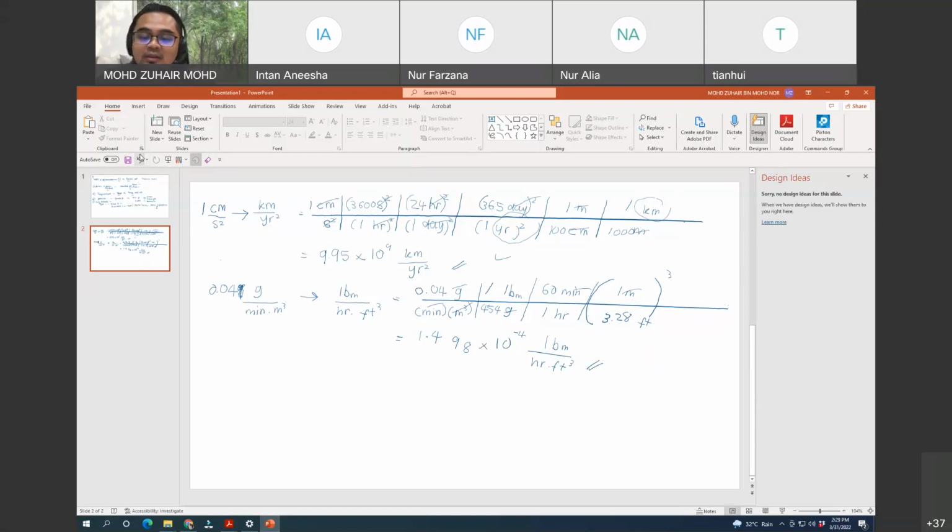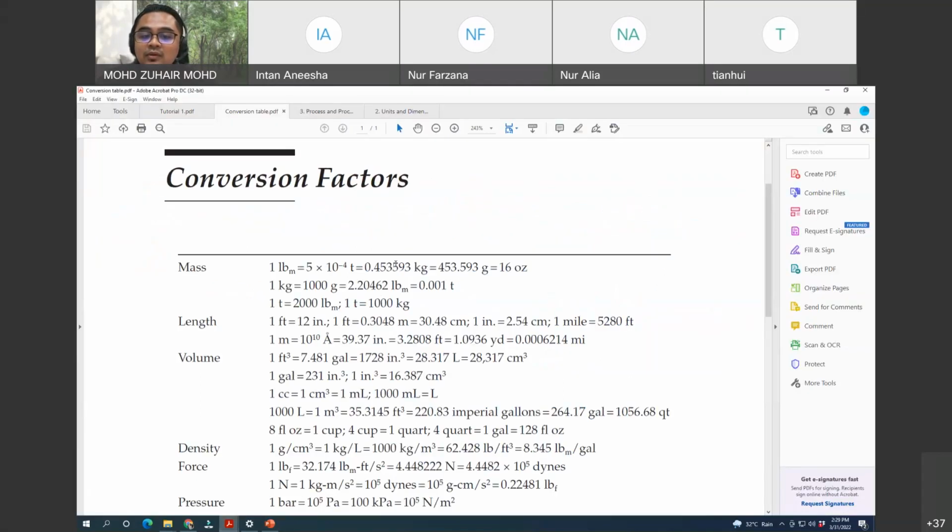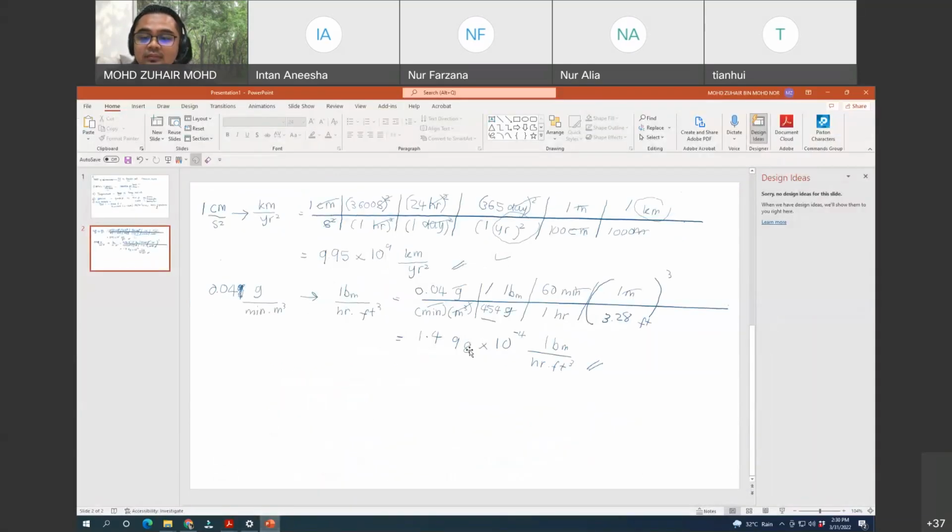I have a question. For example, here 1 pound equals to 494 gram. But in the conversion table, 1 pound equals to 453.593 grams. So which one should I follow, 454 or 453.593 gram? Any idea? Which one should I follow? No idea.